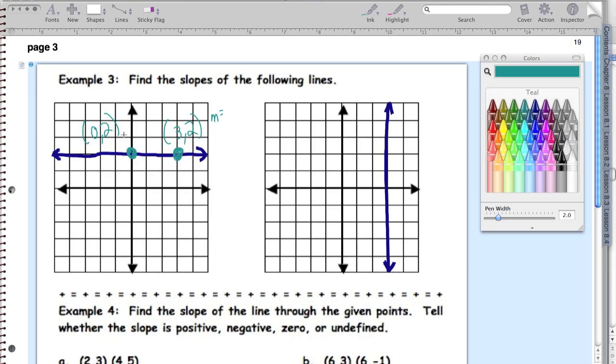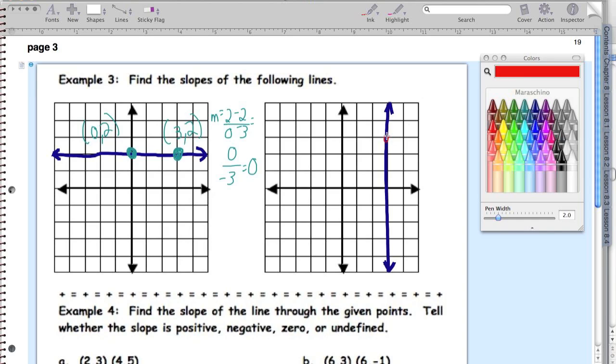I'm going to subtract the y's, 2 minus 2. I'm going to divide that by subtracting the x's, 0 minus 3. 2 minus 2 is 0, 0 minus 3 is negative 3. My slope is 0. So it works out point-wise as well, because we're allowed 0 in the numerator.